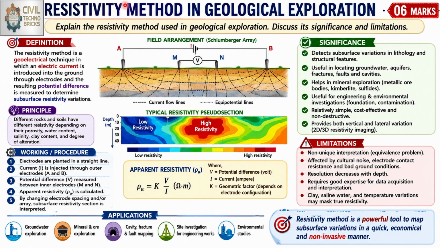So what is the principle behind the resistivity method, which is most important? Your answer to that question must first explain the definition, then the principle, then the working procedure along with a diagram. The principle is that different rocks and soils have different resistivity, meaning the resistivity depends on the type of soil, type of rock and its characteristics or orientation, depending on their index properties.